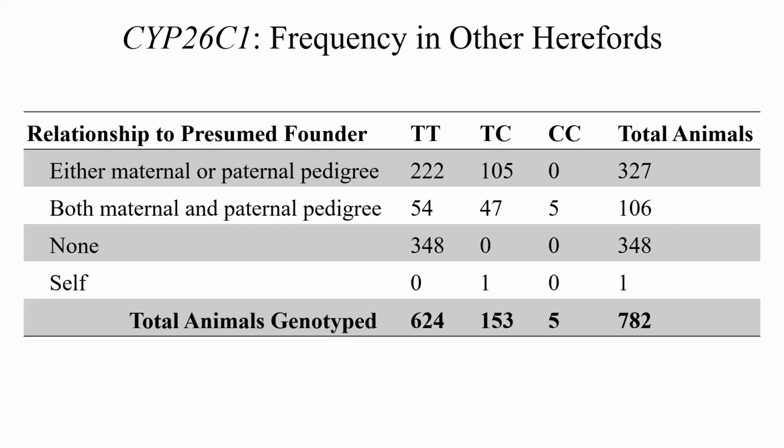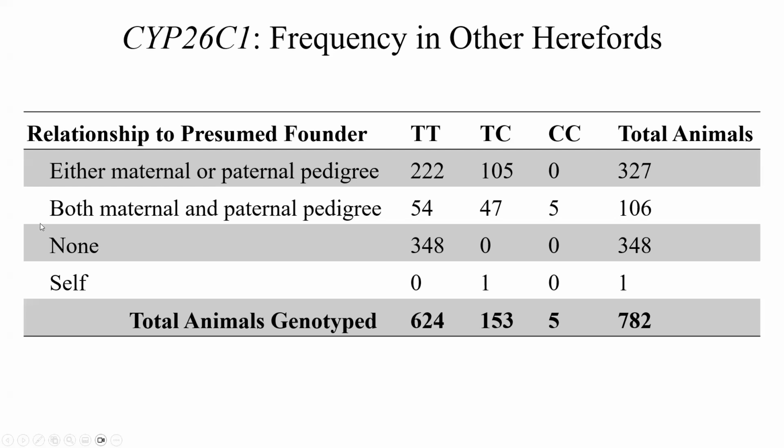So Hereford then sent us a whole bunch of DNA on other animals. I have them classified here based upon the relationship to our presumed founder, that bull at the top of that pedigree that all of our parents tied to. If the animal that we sequenced had that bull in either the maternal or paternal pedigree, so just one side, we found that 2/3 of those animals were normal. So this is the TT normal genotype. About 1/3 of them were heterozygous, so were carriers of this mutation, the C that we are tracking, and none of them were homozygous.